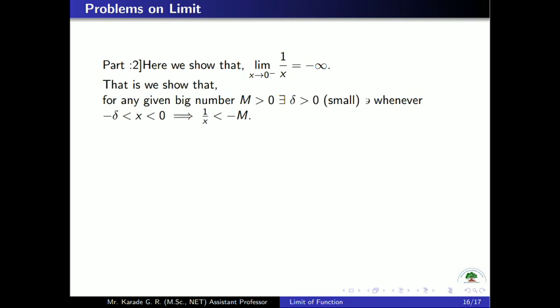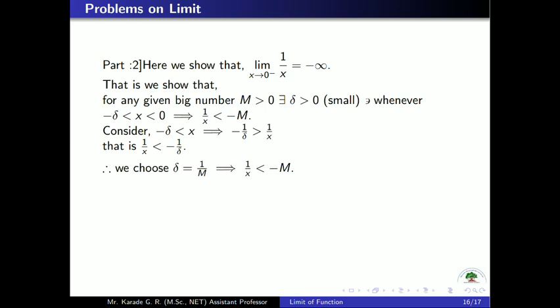this must imply 1 upon x is less than minus m. Okay, so now consider minus delta is less than x. This implies that minus 1 upon delta is greater than 1 upon x, that is, 1 upon x is less than minus 1 upon delta. So therefore we choose delta to be 1 upon m, and this shows that 1 upon x is less than minus m. This implies that the limit of 1 upon x as x tends to 0 minus is equal to minus infinity.